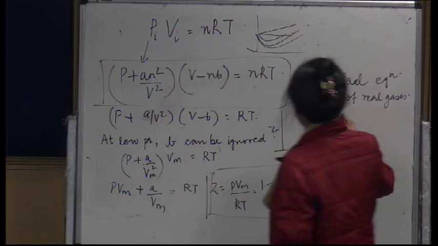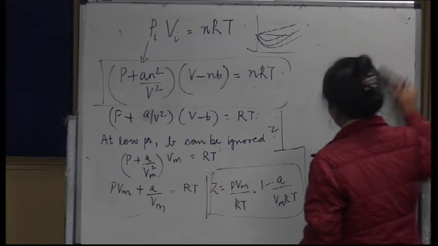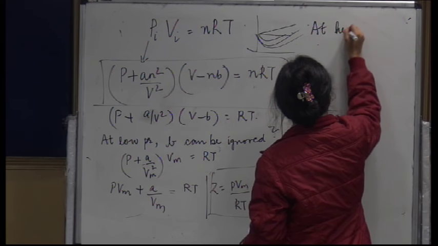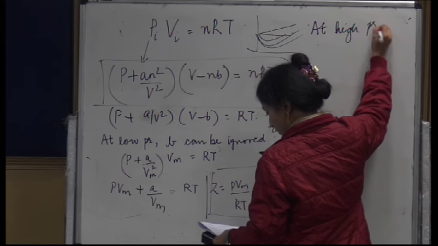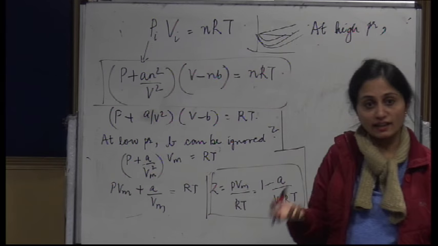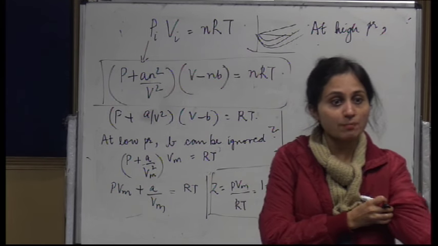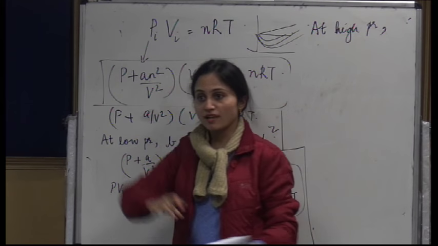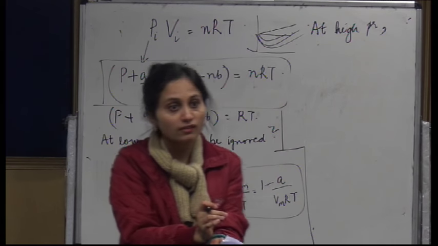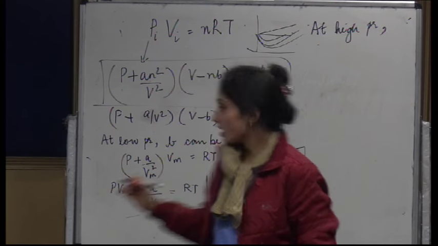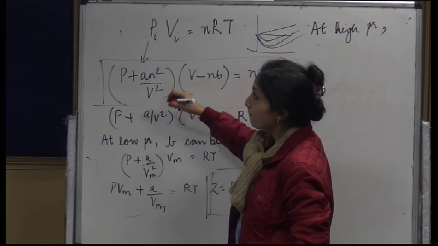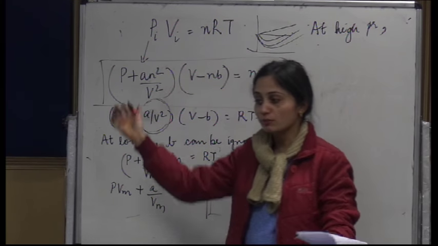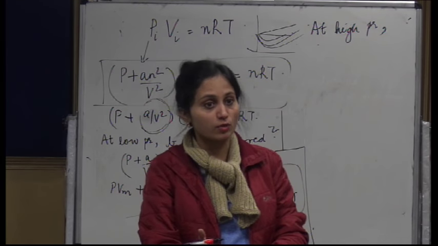At high pressures, you can now ignore A. What happens? You can ignore this term A by V square. Why? Because if the pressure is very high, the volume is very small. In that case, we can ignore the forces of attraction term because you're already forcing the molecules to be close enough.